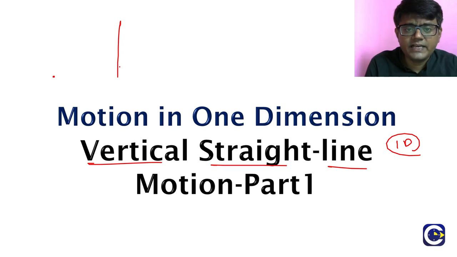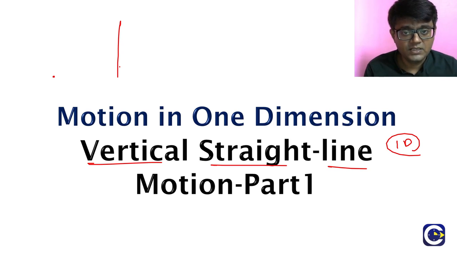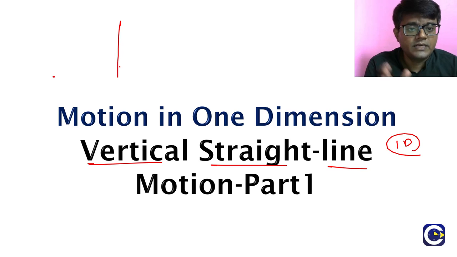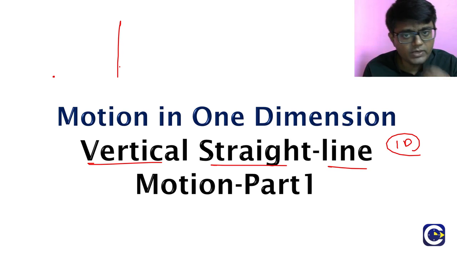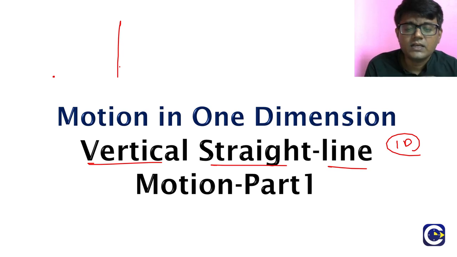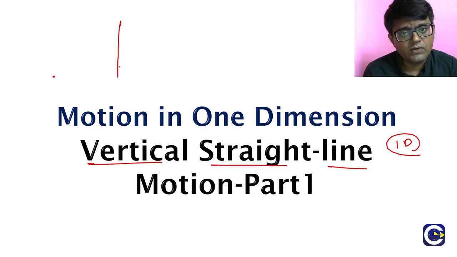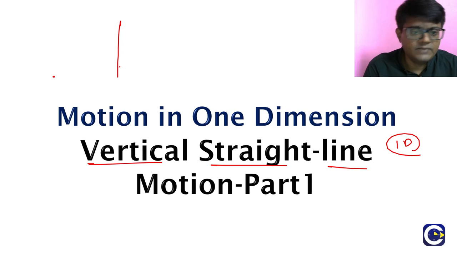Here we will divide this vertical straight line motion into different types for the sake of clarity while we are approaching the problems. While solving numerical problems, it will actually help us a lot if you can dissect the vertical straight line motion into different categories. So in this part we'll look at broadly what aspects we need to consider in vertical straight line motion, and we'll cover some of these categories. In the second part we'll look at the other categories of the vertical straight line motion.